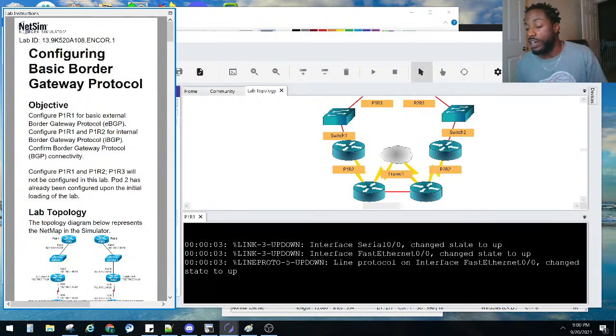That was a mix between some labs from Boson NetSim. We did a freestyle with OSPF. What else did we do? I believe we did some labs from the lab manual, the Encore lab manual from OSPF. Let me bring up that sheet and kind of go over that.